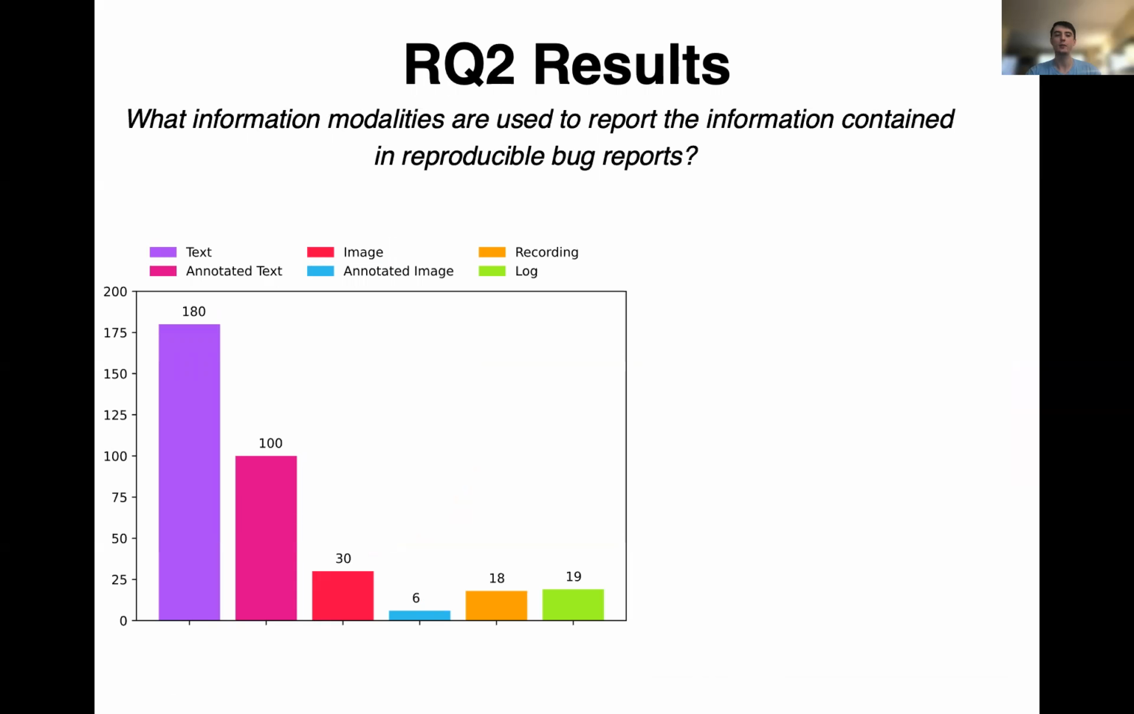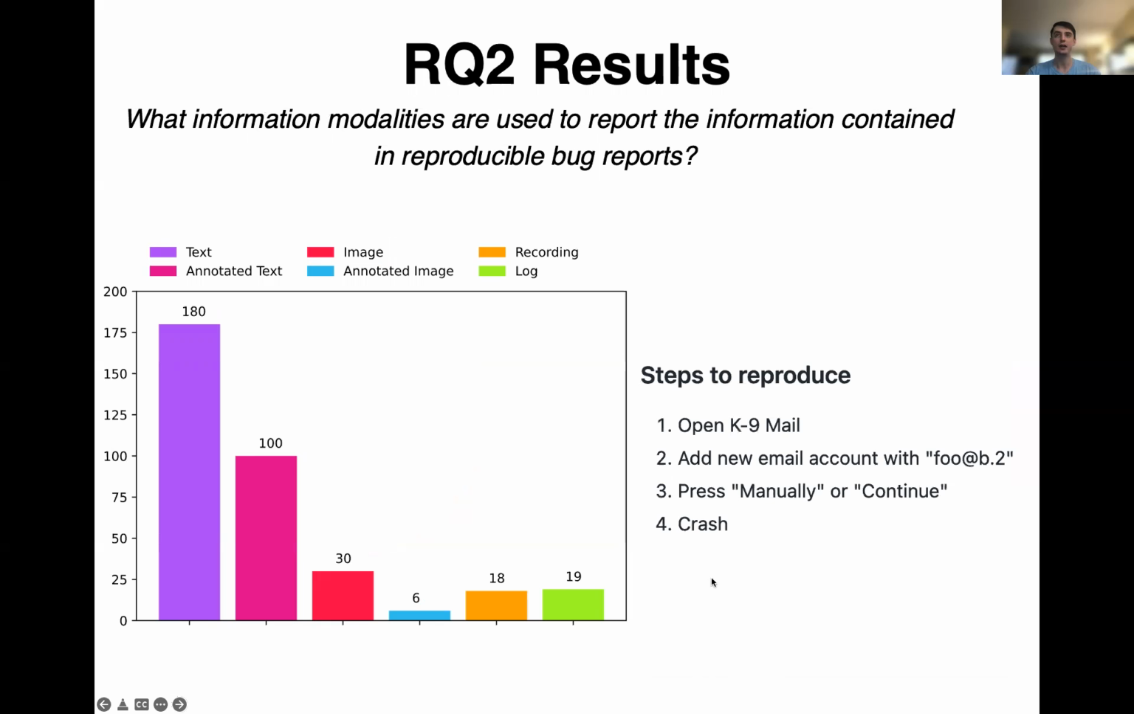RQ2 asks what information modalities are used to report the information that's contained in reproducible bug reports. And we found 6 main reporting modalities: text, annotated text, image, annotated image, recordings, and logs. Annotated text is exemplified here in the steps to reproduce for a bug report from the K9 Mail app. Steps 2 and 3 are examples of annotated text.